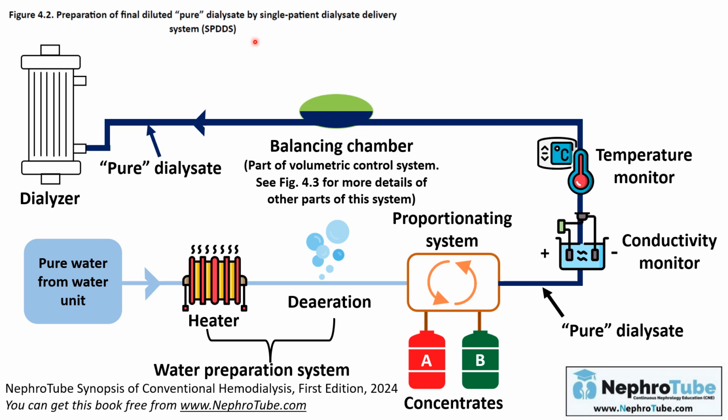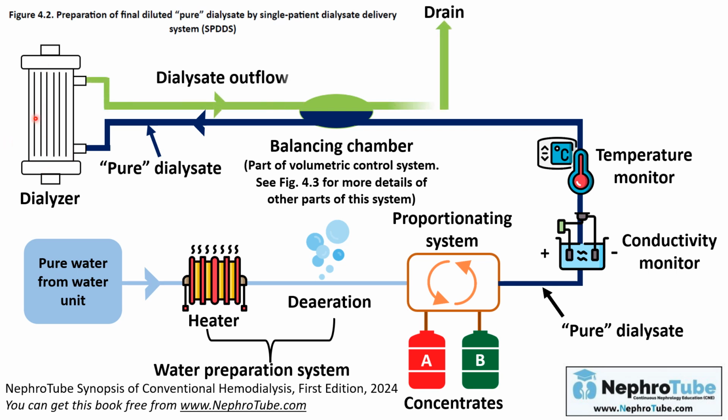We mentioned in the last slide, in the talk outline slide, that this system is formed of three components: the water preparation system component, the portionating system component, and the volumetric control system component. The balancing chamber is a part of the volumetric control system, and I will talk about its action and the other volumetric control system parts in the next slide. So the pure dialysate now goes through the dialyzer, and after diffusion and ultrafiltration, the dialysate outflow passes again through the balancing chamber to the drain.